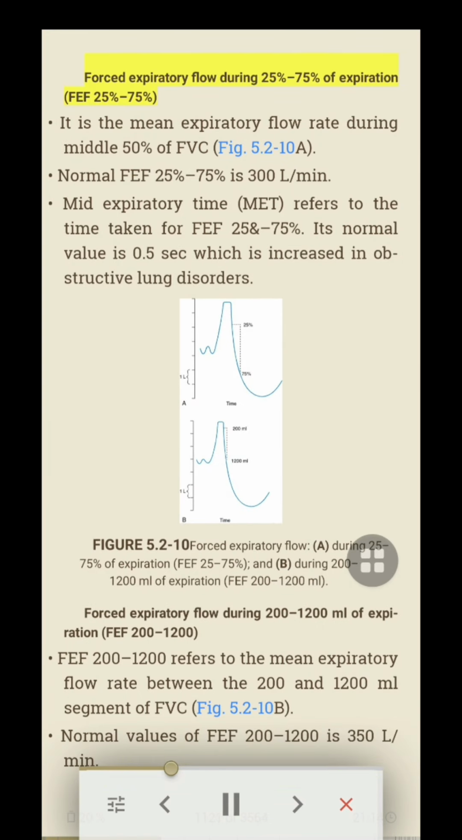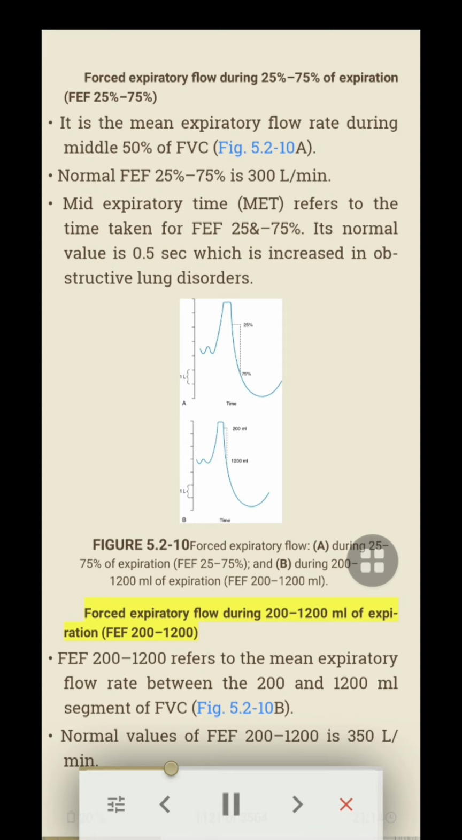Forced expiratory flow during 25-75% of expiration, FEF 25-75%. It is the mean expiratory flow rate during middle 50% of FVC, Fig. 5.2-10a. Normal FEF 25-75% is 300 L per minute. Mid-expiratory time, MET, refers to the time taken for FEF 25-75%. Its normal value is 0.5 seconds, which is increased in obstructive lung disorders. Figure 5.2-10: Forced expiratory flow. A. During 25-75% of expiration, FEF 25-75%. And B. During 200 ml of expiration, FEF 200.